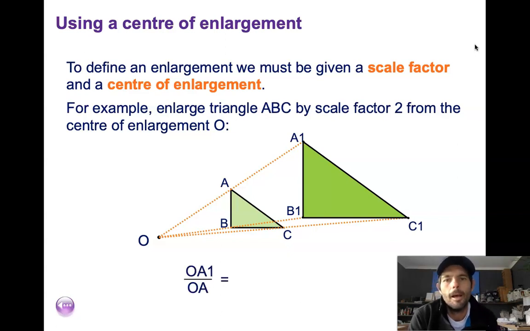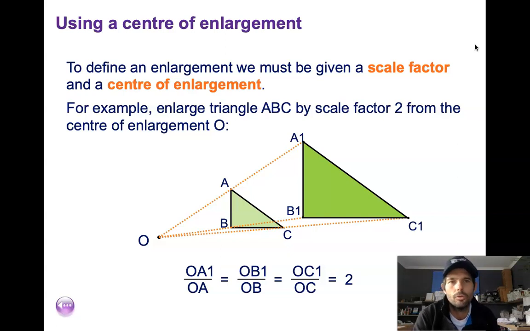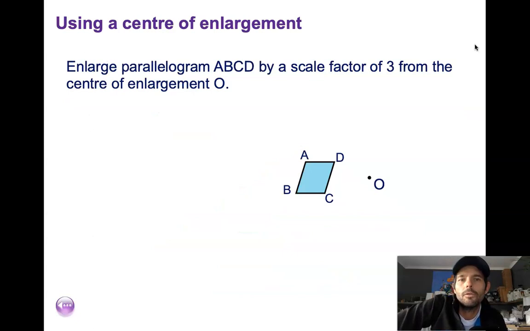Okay, and then if you wanted to check, all these ratios need to be equivalent, and they would all equal 2. So OA1 over OA would be equal to OB1 over OB would be equal to OC1 over OC, and all of those would be equivalent, and all of them would equal 2, meaning the scale factor is 2, meaning the shape has been enlarged by a scale factor of 2.